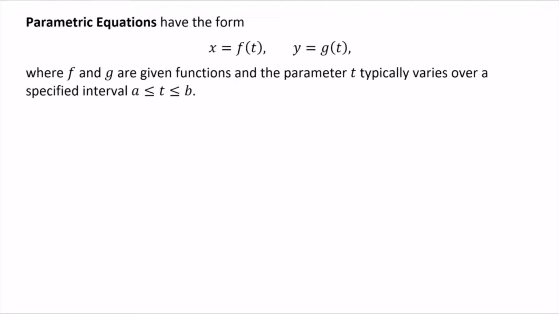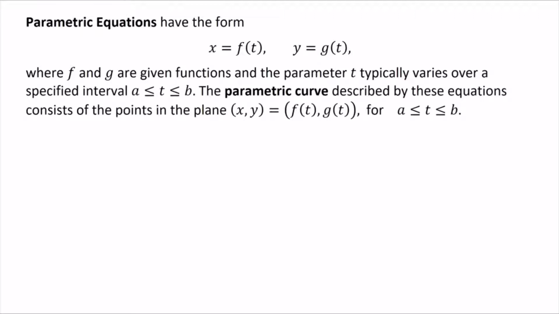Parametric equations have the form x equals f of t and y equals g of t, where f and g are given functions and the parameter t typically varies over a specified interval, a is less than or equal to t is less than or equal to b. The parametric curve described by these equations consists of the points in the plane (x, y) equal to (f of t, g of t) for a less than or equal to t less than or equal to b.